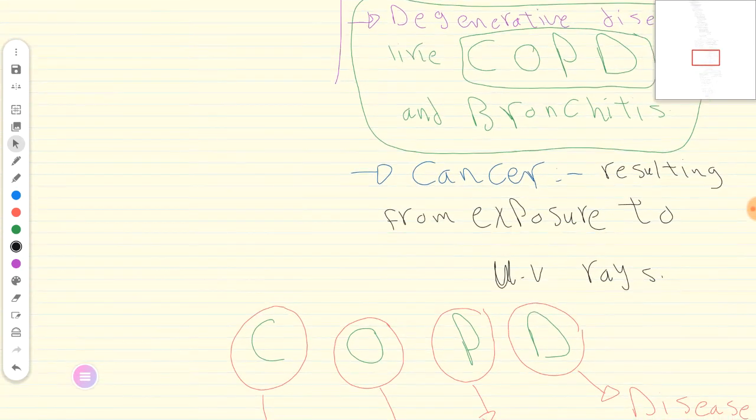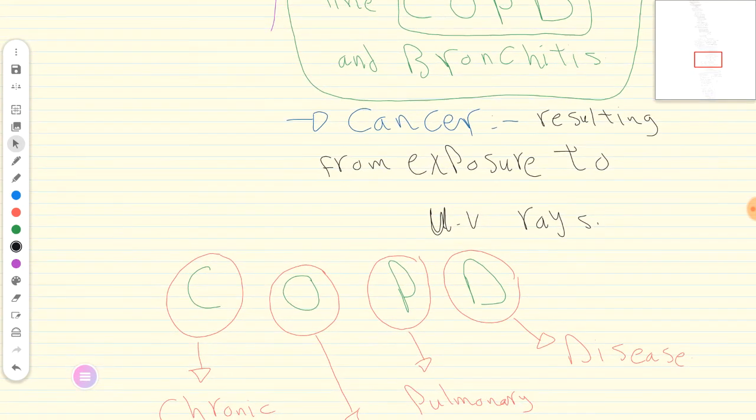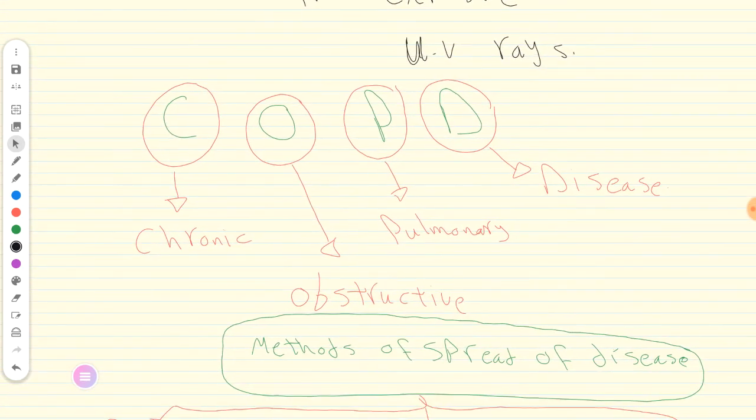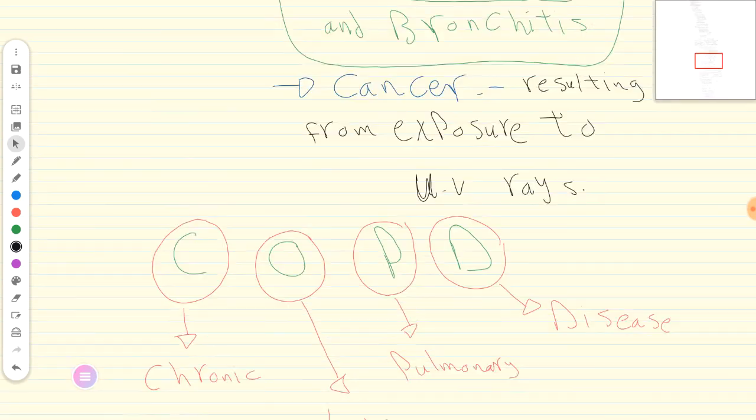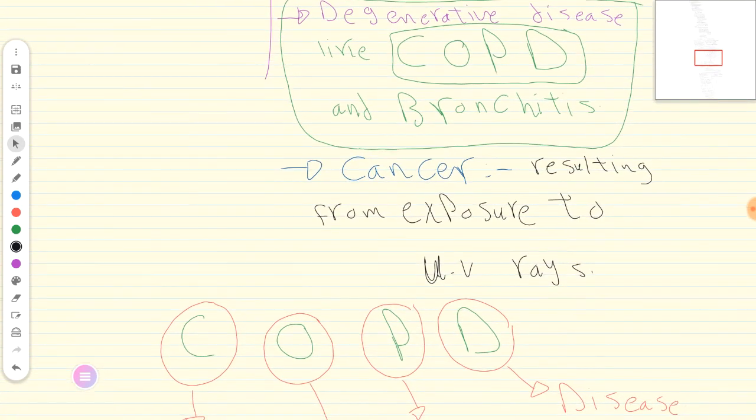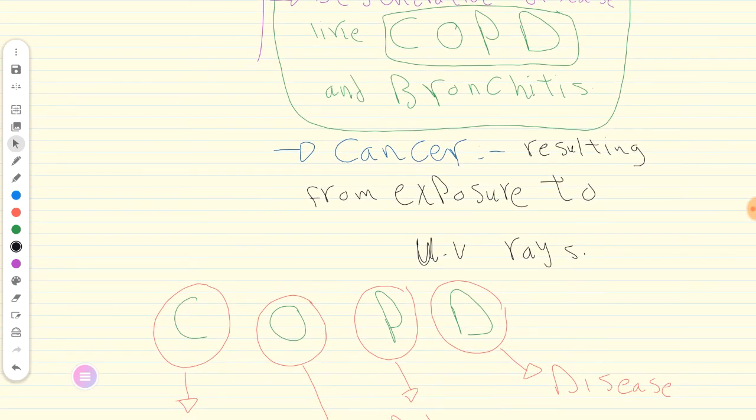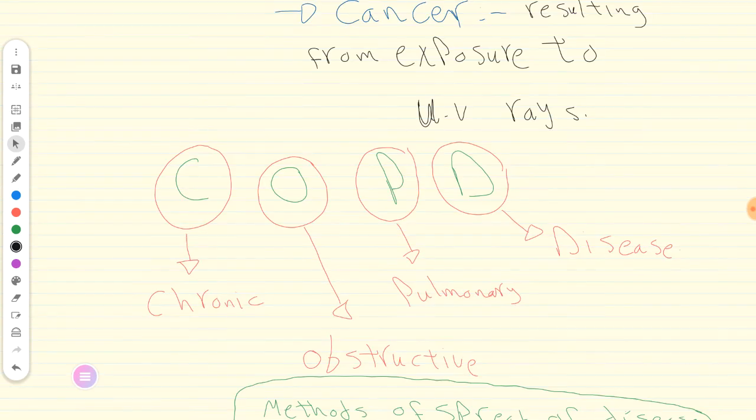Let me show you the full name of COPD. C for chronic, O for obstructive, P for pulmonary, D for disease. So COPD means chronic obstructive pulmonary disease. The last type of non-infectious disease is cancer. Cancer can result from exposure to ultraviolet rays.